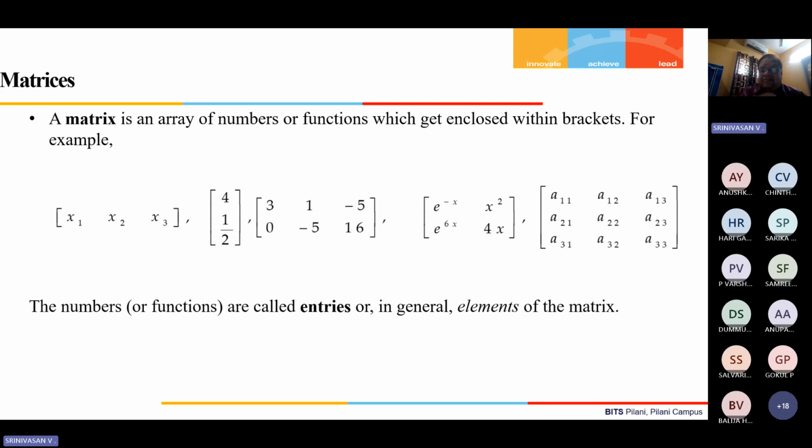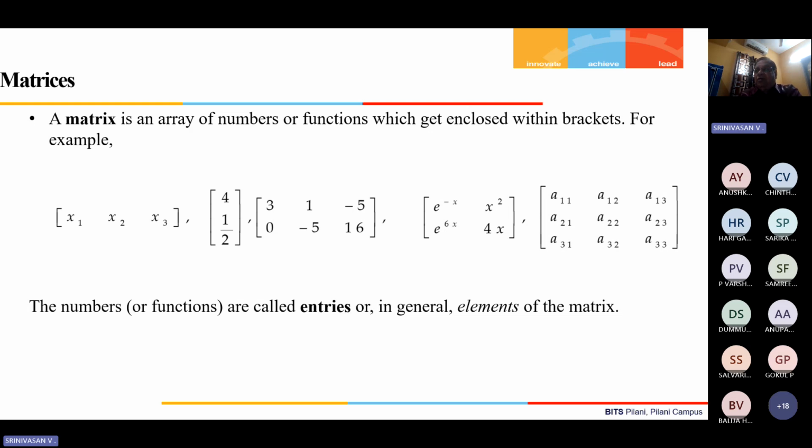E power minus x, exponential function. X power of minus x is a function. X square is a function. E power 6x is another function. 4x is a function. So here you have elements of the matrix to be functions. That's the reason why in the first definition, it's mentioned there, it is an array of numbers or functions.